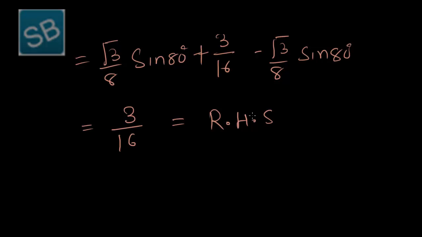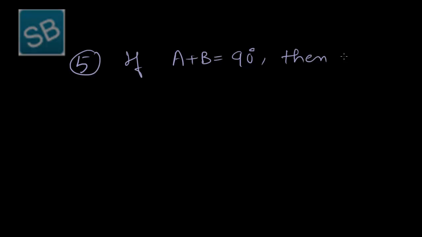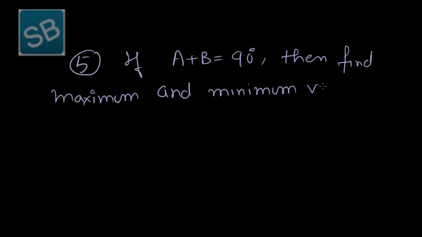Here we see that we use the product form in the form of sum or difference many times. So while doing such type of problem, do this problem very carefully. Now the next problem is: if A plus B is equal to 90 degree, then find the maximum and minimum value of sin A into sin B.